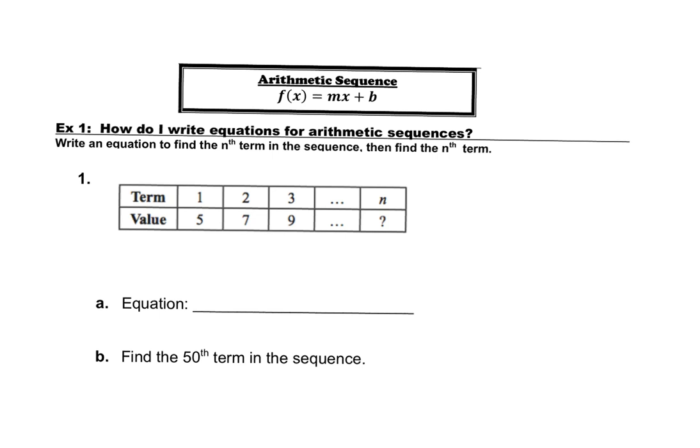Example 1: How do I write equations for arithmetic sequences? Remember we said that arithmetic sequences are in the form f(x) = mx + b, where we have a slope and we have a y-intercept. And so we're going to be writing these equations so that we can find the nth term. It's like a really big term.